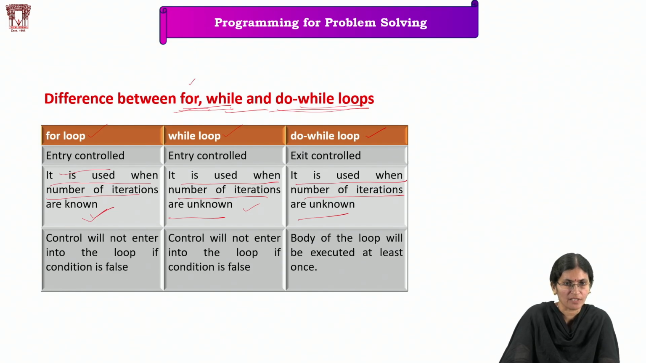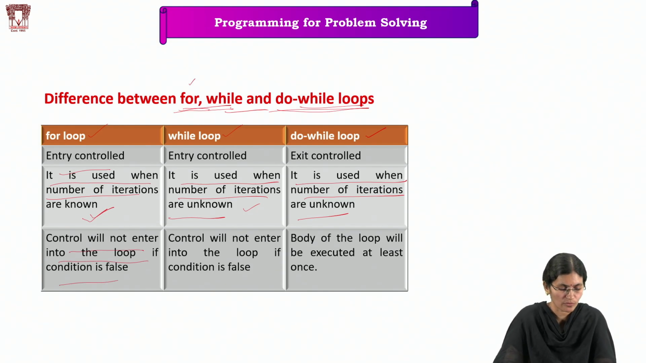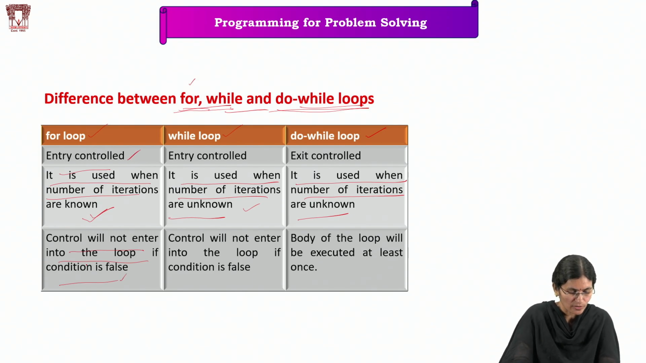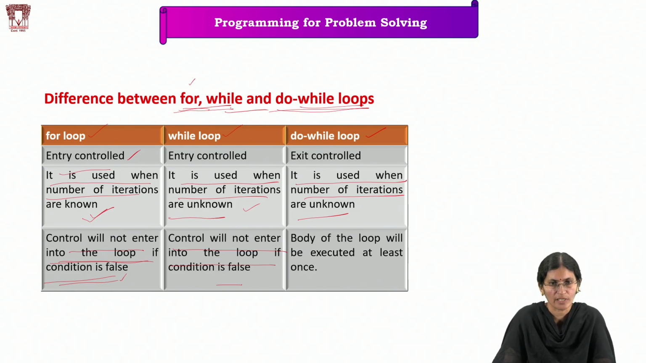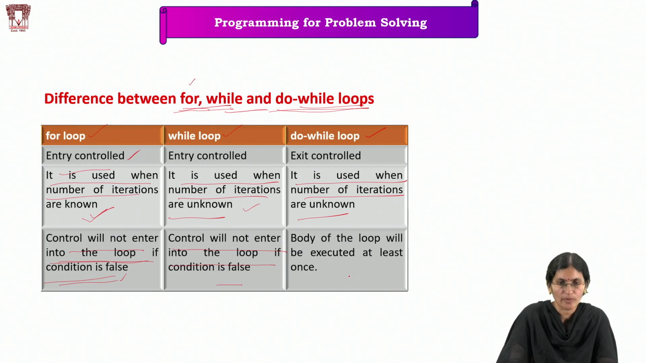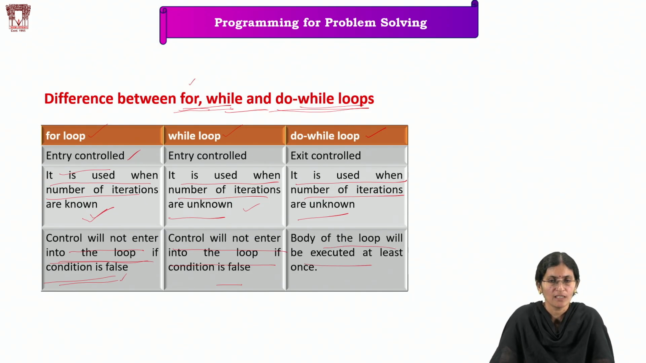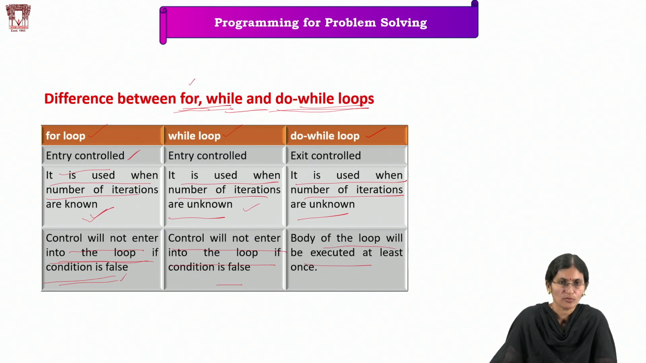The other difference is that control will not enter into the loop if the condition is false. Since it is an entry control loop, control will not enter into the loop if the condition is false. This applies to the for loop, and the while loop is also an entry control loop. Here do while loop is an exit control loop. Therefore the body of the loop will be executed at least once before checking the condition. So these are the major differences between for loop, while loop and do while loop.